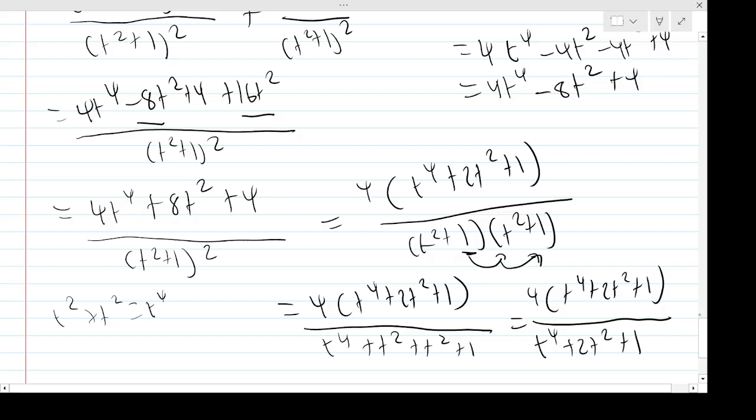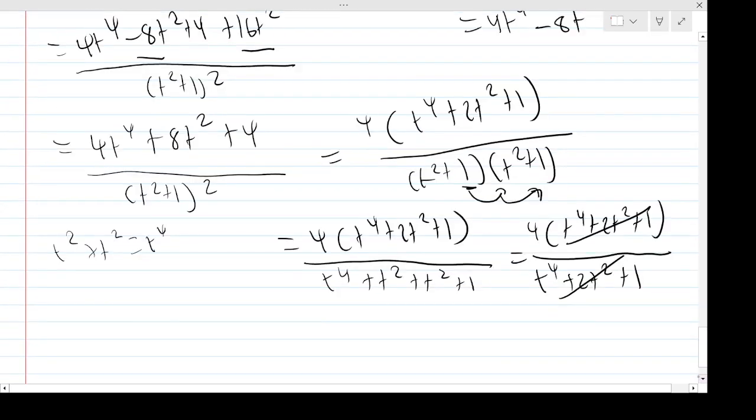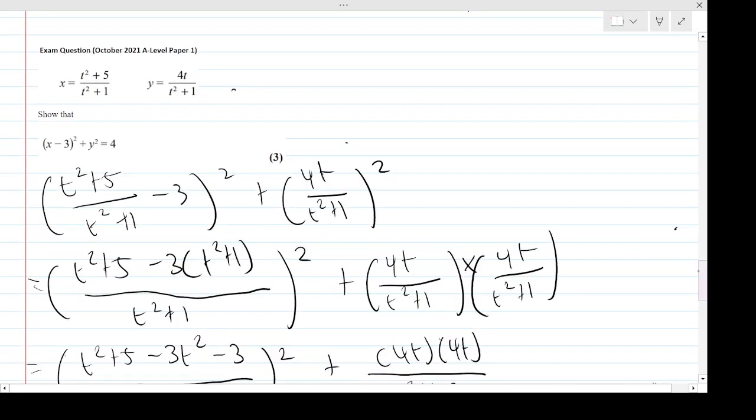Hopefully now you notice the top bit is exactly the same as the bottom. So we can cancel this out again. And therefore we're left with just 4, because then the other fraction becomes 1, because both the top and the bottom cancel the factors. And there we are. We're just left with 4, and that is exactly what they asked us to show, that we get 4 at the end of this. And there we are. Nice result. I think it's a nice result anyway.